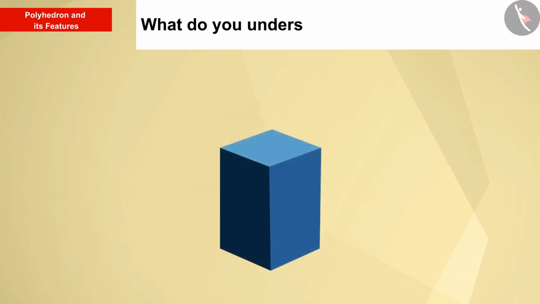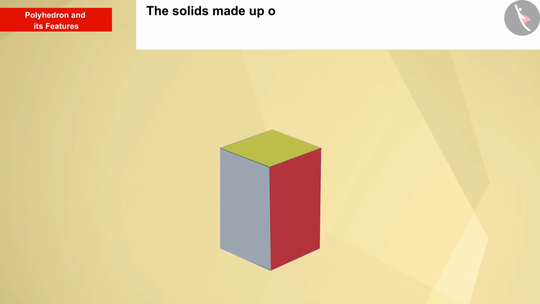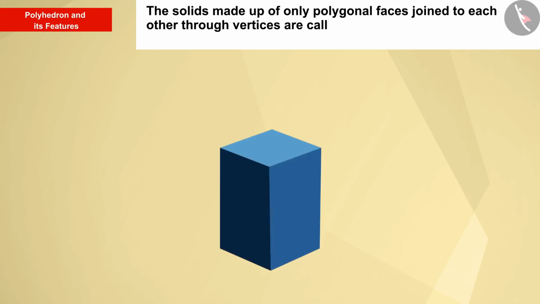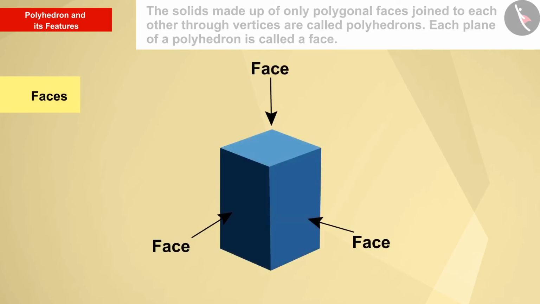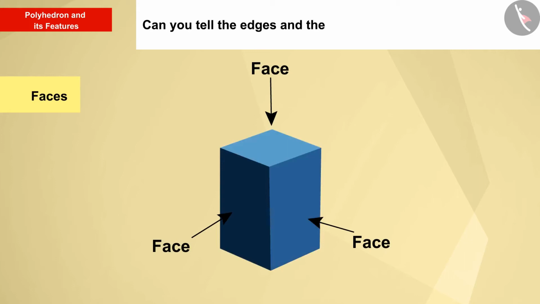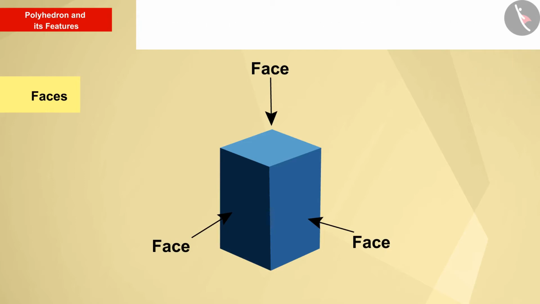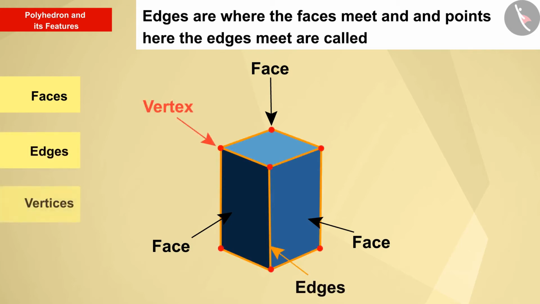What do you understand by polyhedron? The groups of polygons that are joined to each other at the edges are called polyhedron. Each plane of a polyhedron is called a face. Can you tell the edges and the vertices of this polyhedron? Perfect. The edges are where the faces meet, and the points where the edges meet are called vertices.